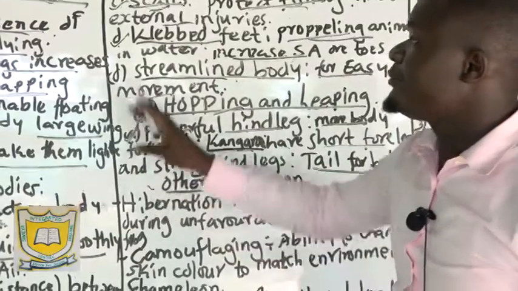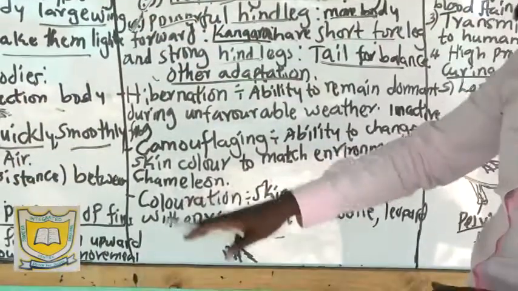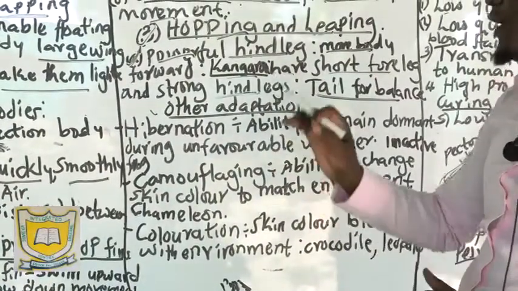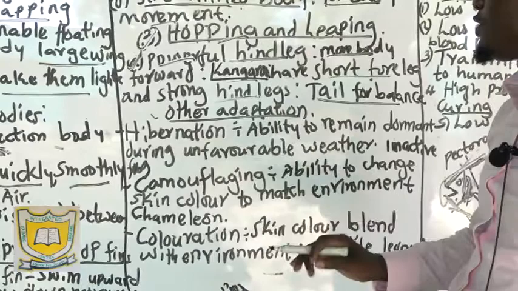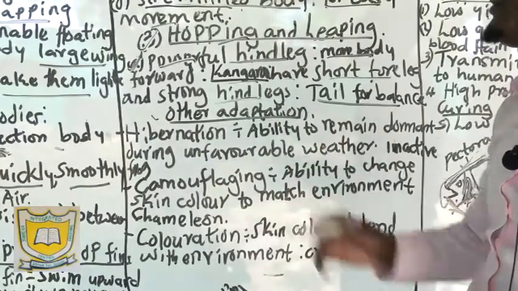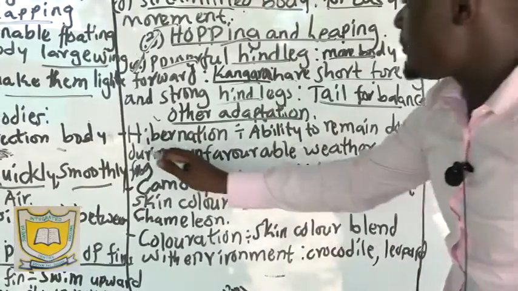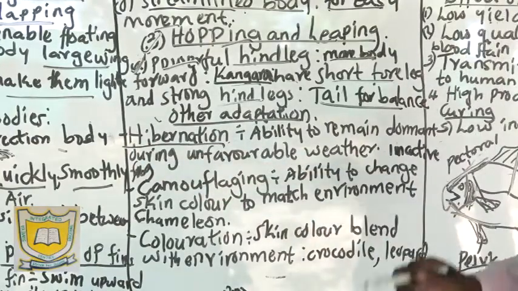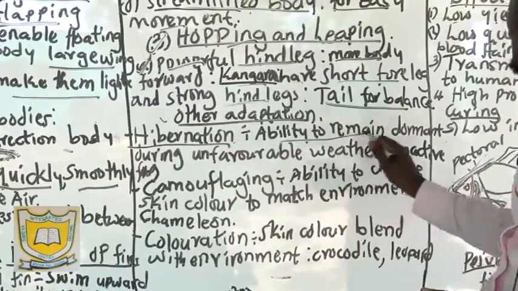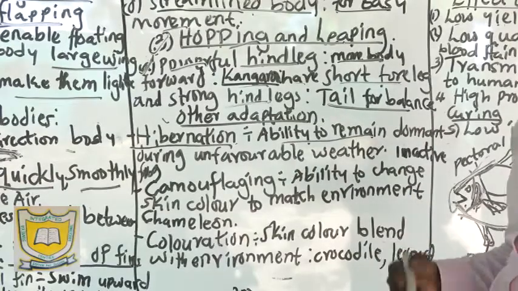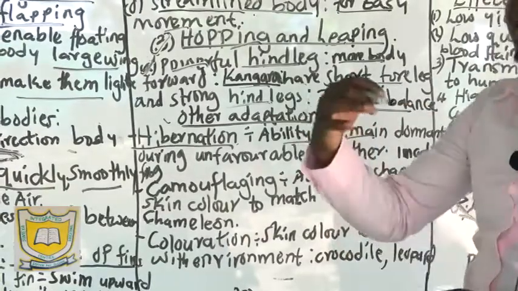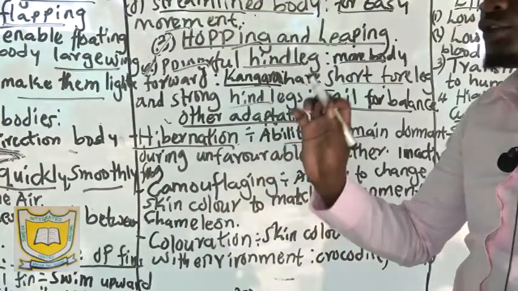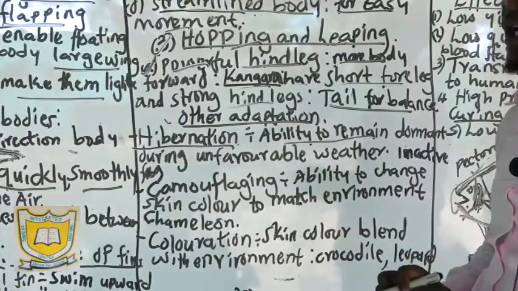Now, apart from this adaptation for flying, adaptation for swimming, adaptation for hopping and leaping, we have other adaptations of these animals that help them to survive or to move in different areas. We have number one, that is the other adaptation. We have what we call hibernation. Hibernation, this is the ability of the animal to remain dormant or to be inactive during the period of poor or difficult conditions. That is unfavorable weather conditions.